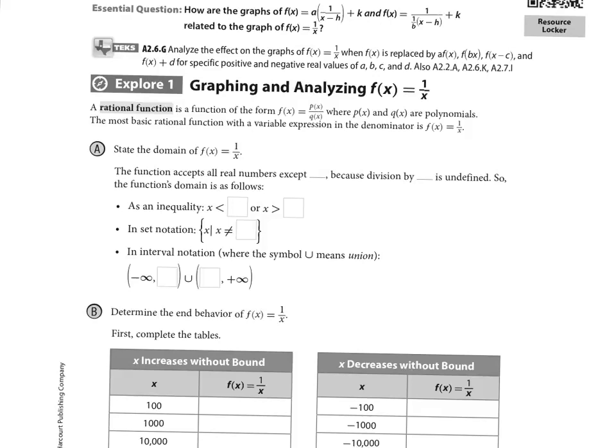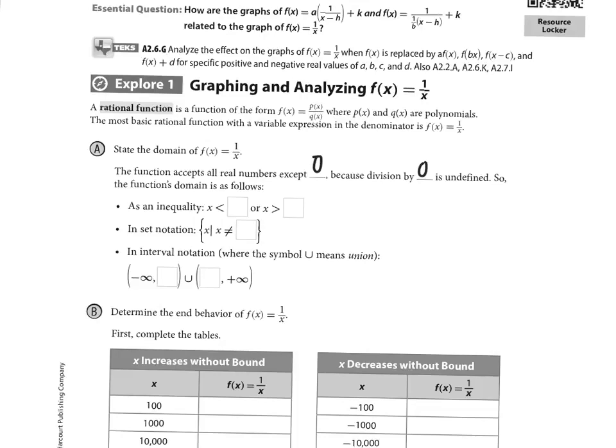My domain. Is that my x's or my y's? X's. Okay. What's the only thing in the world that x cannot be in this function? 0. So the way we write that, we say first of all that the domain is all real numbers except 0. I'm on the very first page of the notes, 9.2. What page is 9.2? 469. There we go. So the function accepts all real numbers except 0 because division by 0 is undefined.